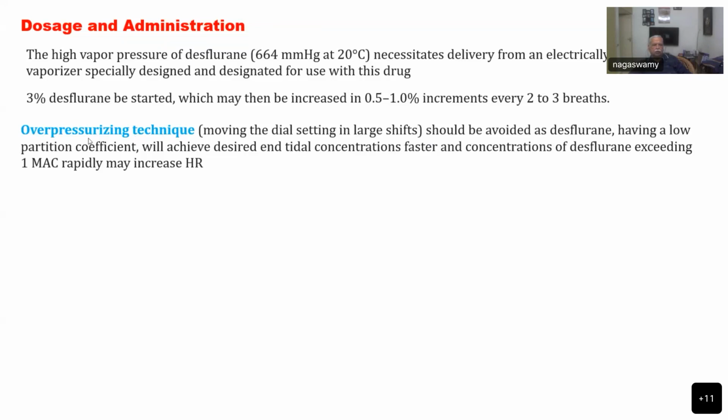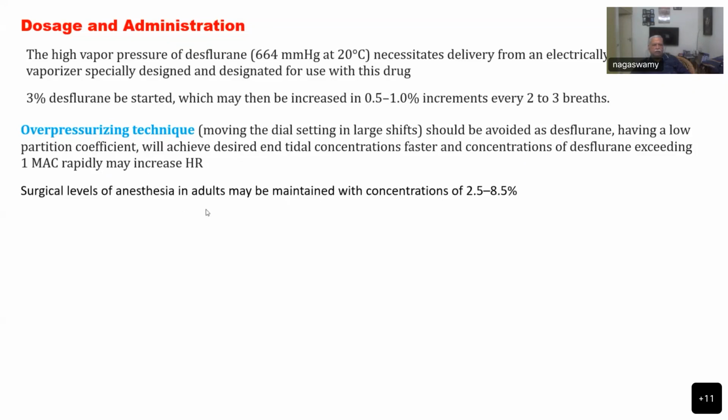And there are two techniques. One is called the over-pressurizing technique. Moving the dial setting in large shifts should be avoided, as Desflurane having a low partition coefficient will achieve the desired end-tidal concentration faster. And concentrations of Desflurane exceeding 1 MAC may increase the heart rate. So if you suddenly increase it from 3 to 4, 5, 6 within 1 or 2 breaths, this is called over-pressurizing, and that will cause a tachycardia. And surgical level of anesthesia is obtained with 2.5 to 8.5% concentration on the dial.